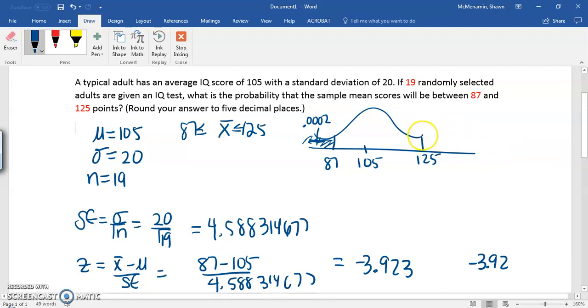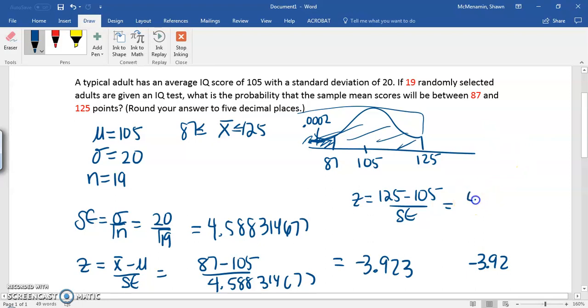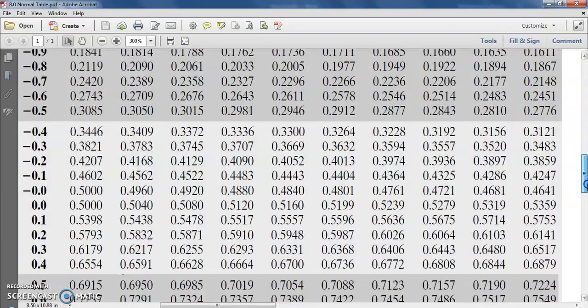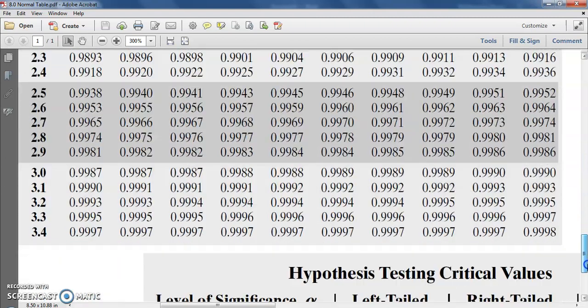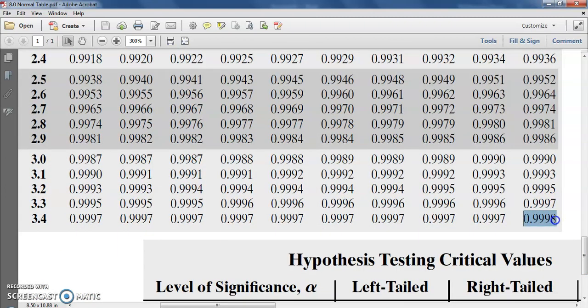So now we do the same thing for 125. We find the area to the left of 125. To do that, you do your z-score. Z equals 125 minus 105 over your standard error. So you have 125 minus 105 divided by your standard error, which gives you 4.359, which is basically 4.4. Finding 4.4 on the normal chart, that's also not on the chart. So the closest value would be 3.49, which is 0.9998.